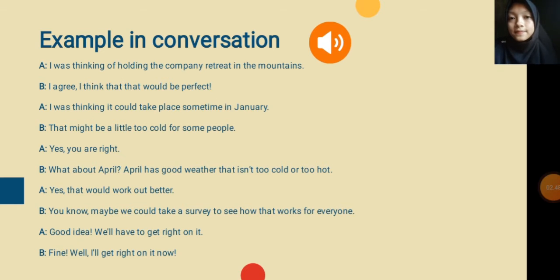I was thinking of holding the company retreat in the mountains. I agree. I think that would be perfect. I was thinking it could take place sometime in January. That might be a little too cold for some people. Yes, you're right. What about April? April has good weather that isn't too cold or too hot. Yes, that would work out better. Maybe we could take a survey to see how that works for everyone. Good idea. We'll have to get right on it. Fine. Well, I'll get right on it.